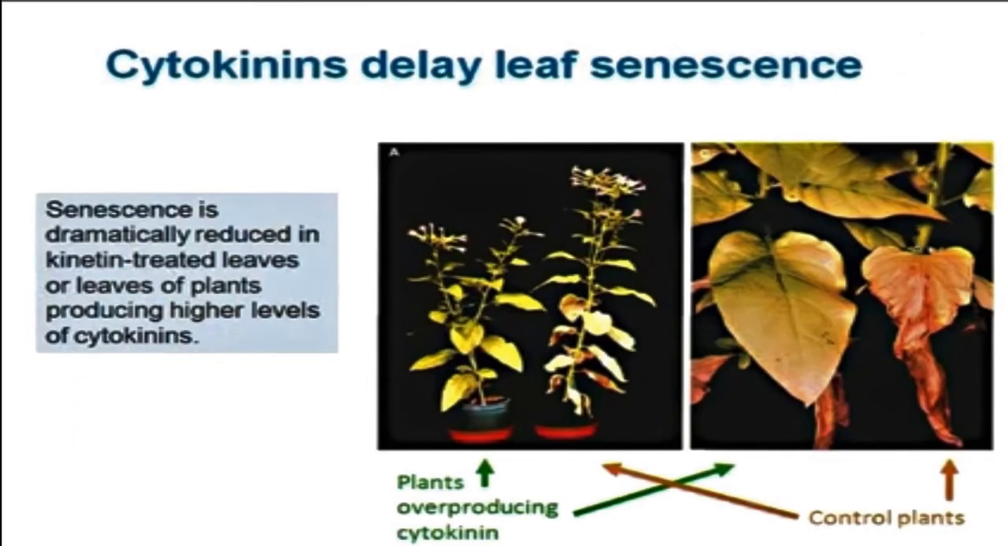By this slide, we can see that cytokinins delay leaf senescence, and we know that senescence is the process of aging or deterioration of leaves, and it is dramatically reduced in kinetin treated leaves or the leaves of plants which produce high levels of cytokinin. And we can see here the control plants and the plants which produce cytokinin. We can easily differentiate between them.